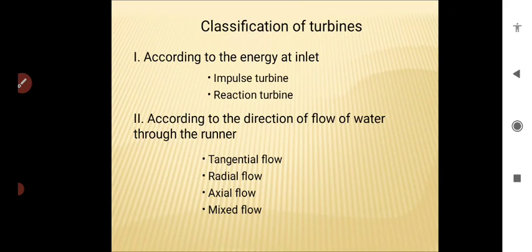And the next one is the axial flow turbine. In this turbine, the water flows parallel to the axis of the runner. Examples are the propeller turbine, Kaplan turbine, etc. The next one is the mixed flow turbine. In this turbine, the water enters radially at the outer circumference but leaves in the direction parallel to the axis of the runner. An example of this turbine is the modern Francis turbine.